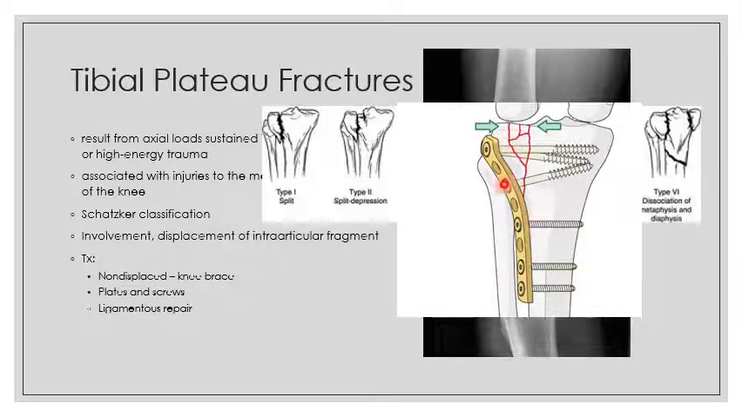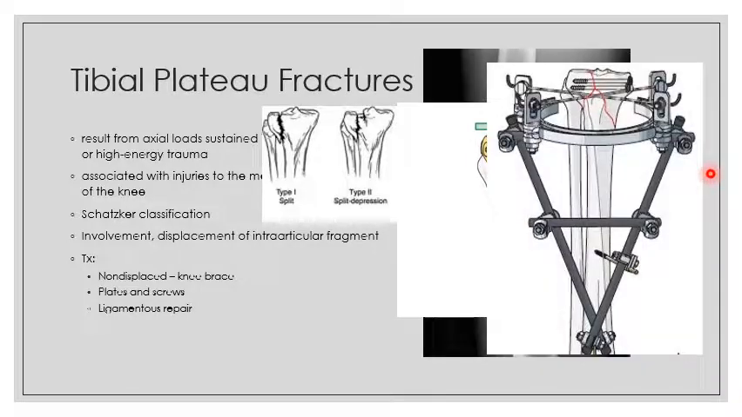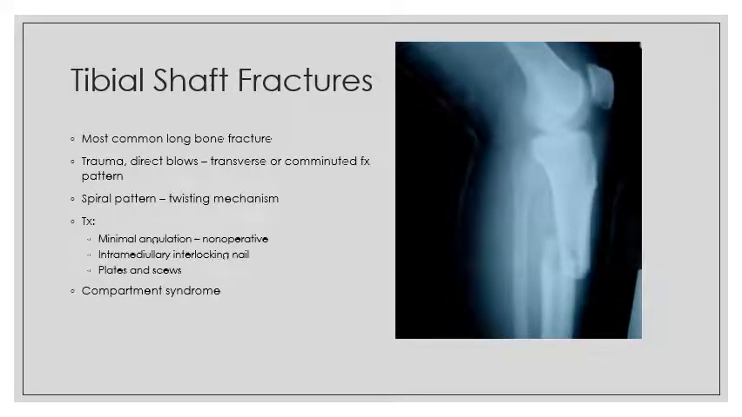So you need to use a plate to compress and screws to keep the fragments in place. Some even use an external fixator as a combination of your screws, and you use this hybrid external fixator, a ring construct with external fixator. So tibial shaft fractures are the most common long bone fractures, and they occur after high energy trauma, direct blows, or severe twisting injuries.